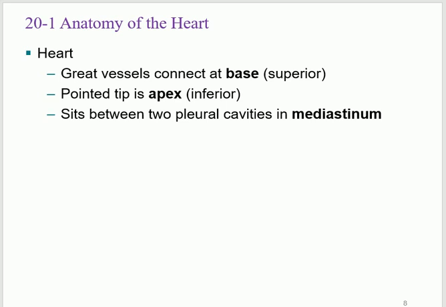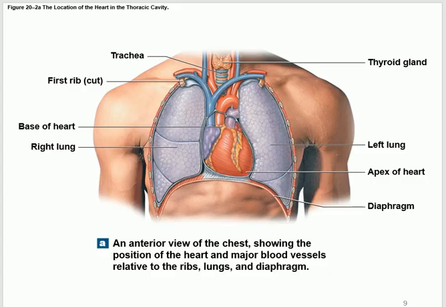And the heart is located, the space of the heart, this is A&P 1. Remember, you have the right pulmonary and left pulmonary cavities, and in between is called the mediastinum. This is the heart's location. So the heart is located in the middle, between the right lung in the right pulmonary cavity and the left lung in the left pulmonary cavity. It is located in the mediastinum. Look at the base: all these blood vessels are in the base. This is the apex, pointing down and to the left, not just down. The diaphragm is under all of this.